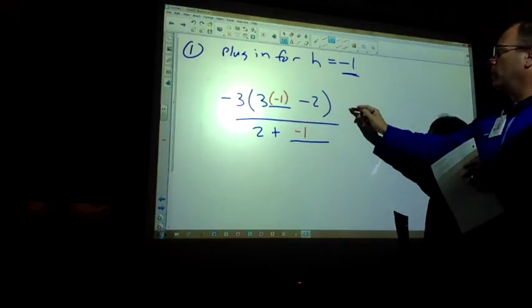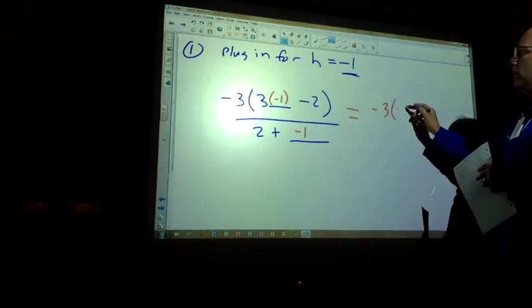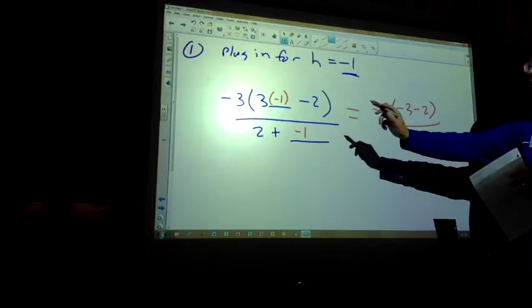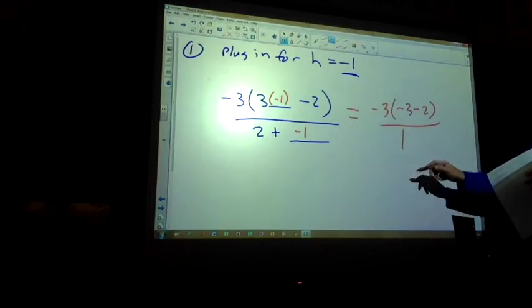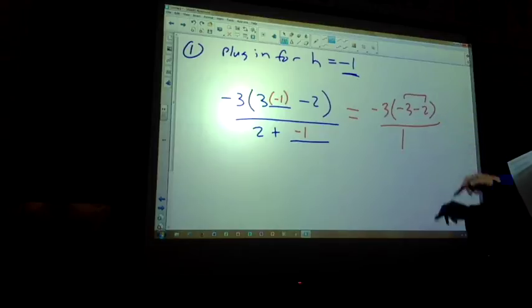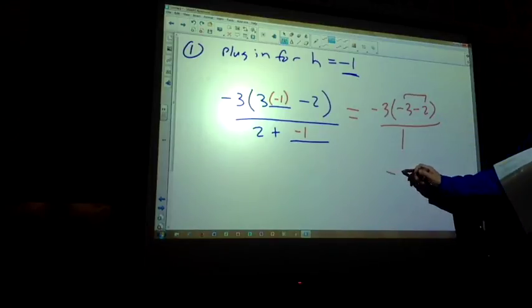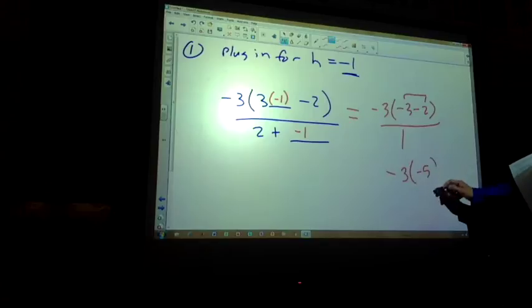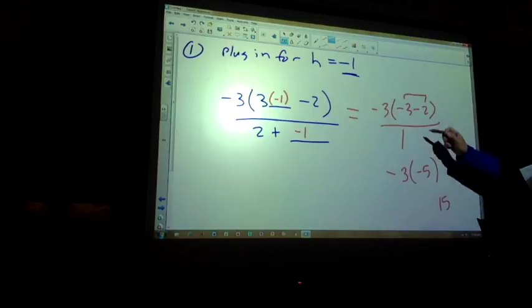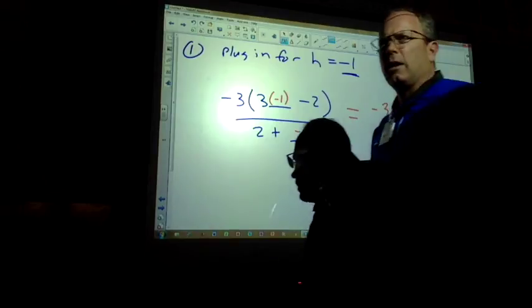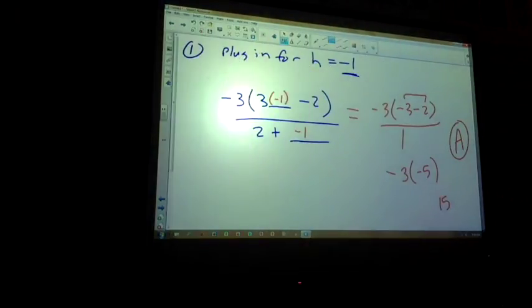So let's do it on top. I'm going to get negative 3 times negative 3 minus 2 over 2 plus negative 1 is 1. Okay? What do those come together to be? Negative what? Negative 5. And then negative 3 times negative 5 is 15. Do I need to keep it over 1? I can if I want, but what's the answer labeled as? 15, so it's letter A. The answer to this is A. Okay? Anything about that type of problem that you need a little more clarification for?